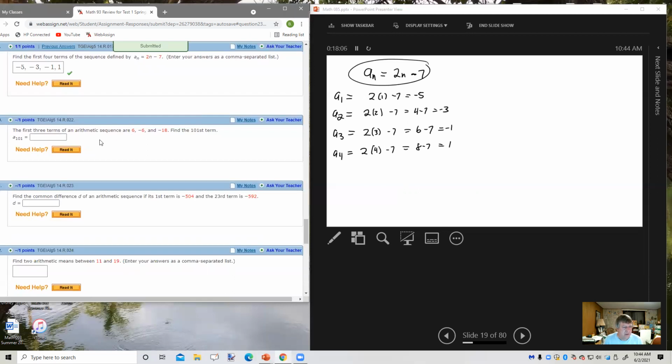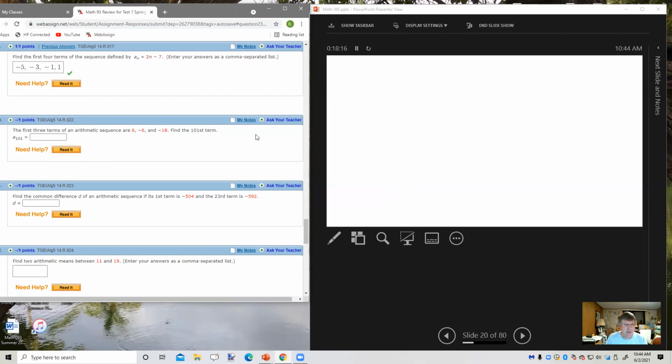Now, this next one says the first 3 terms of an arithmetic sequence are 6, negative 6, and negative 18. Find the 101st term. All right. Arithmetic sequence. So we're going to use a sub n equals a sub 1 plus n minus 1 times d, where d is referred to as the common difference.